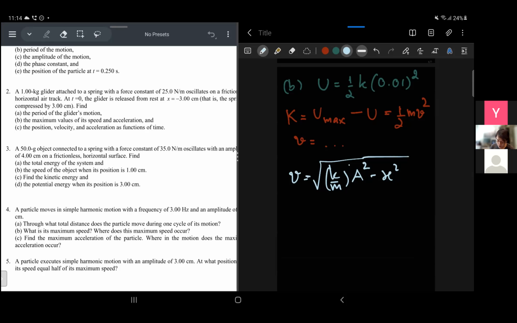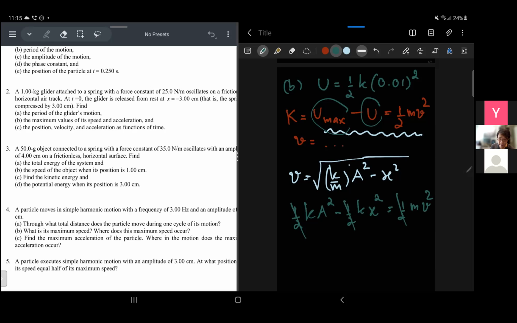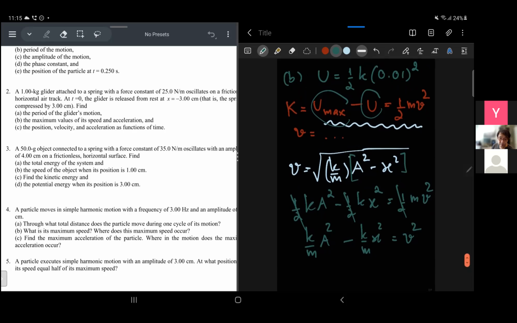Now look at this equation that I have over here. U maximum, let me write it in green, is 1/2 K A squared. U is 1/2 K times whatever X you want, and the rest of the equation is 1/2 mv squared. Now I can divide through by the m. So I'm going to have K over m times A squared minus K over m times X squared equal to v squared. You see that I'm getting the same expression by taking the square root and pulling out the common factor K over m. Does that help?